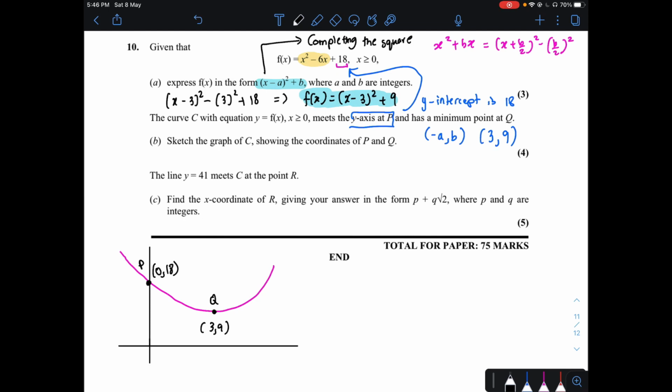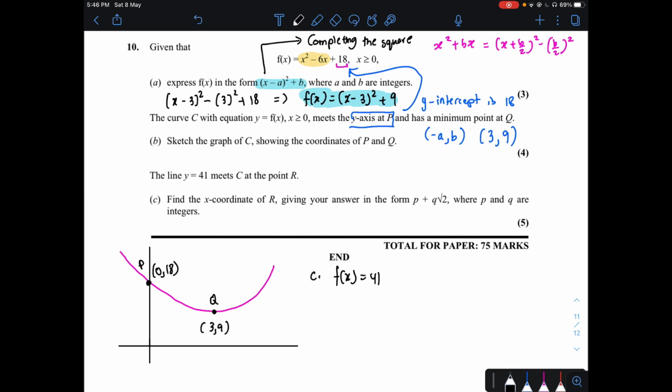Part C, just to end it off then. The line y equals 41 meets C at point R. Find the x-coordinate of R, giving your answer in the form p plus q root 2, where p and q are integers. The key thing is the line y equals 41. So that just means f of x equals 41, right? Now there are two ways of doing this.